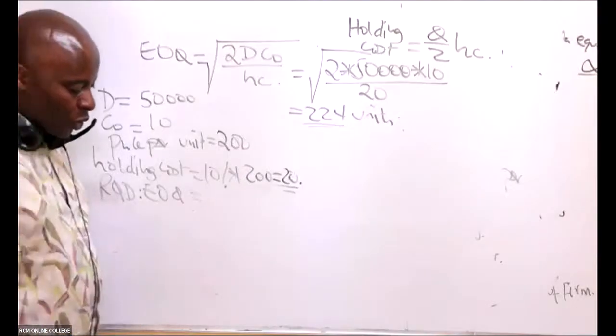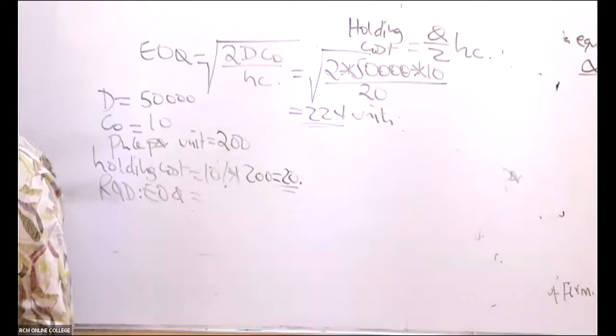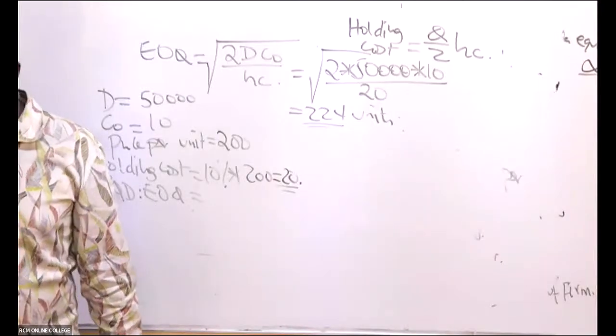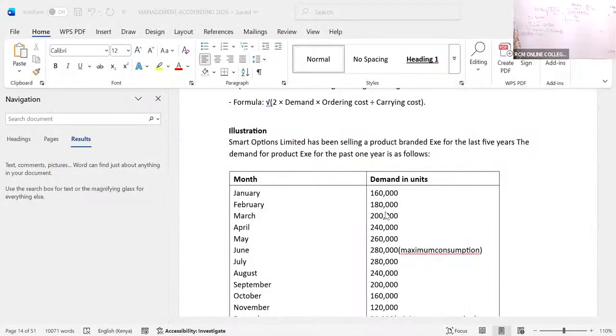So anytime they talk about EOQ, it is square root of 2 DCO all over HC. That will be very, very important for us to always remember. But again, these examiners will never give you these things directly like that. What they will do is give you this kind of a question of smart options, the one that you have just done, the one that has got monthly demand. And then they will tell you to compute EOQ. So this question is the one that I want you to compute EOQ during our short break.